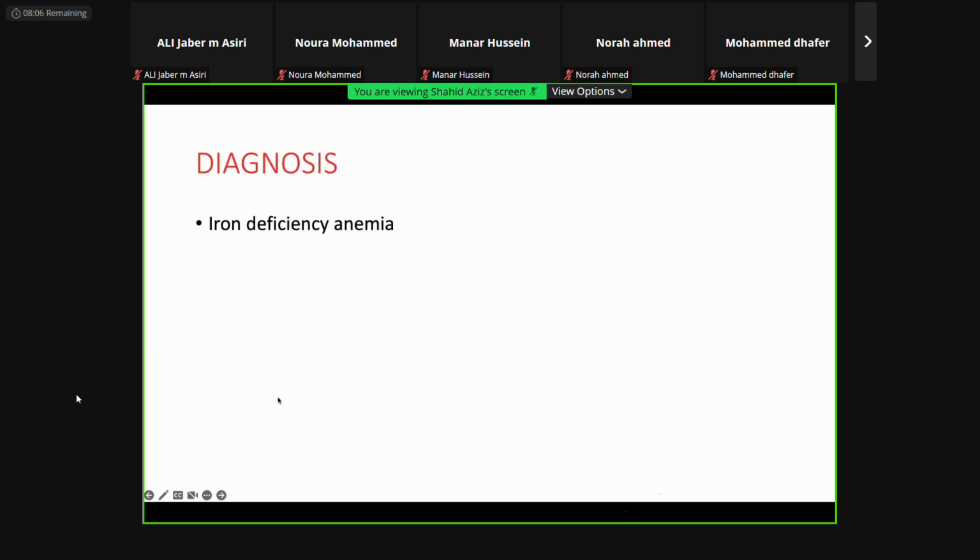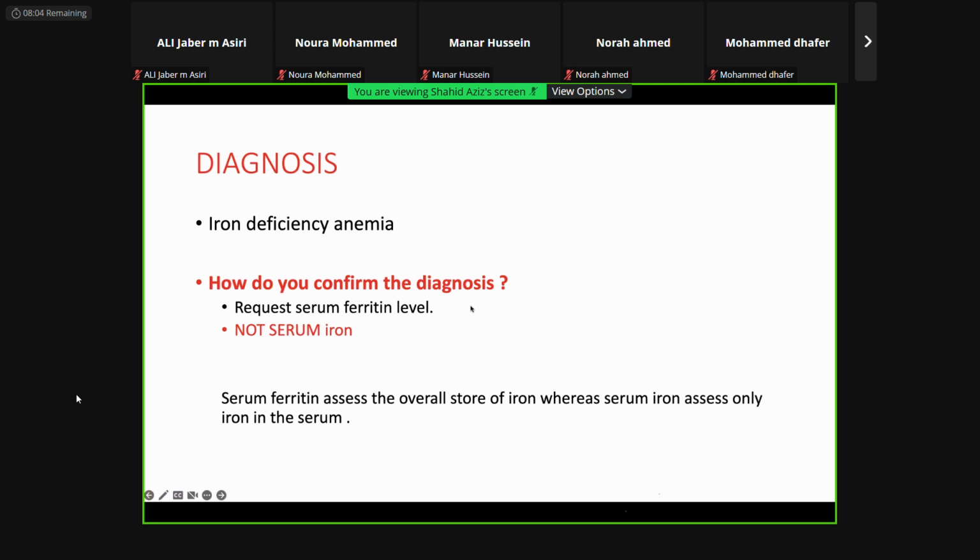So diagnosis. How do you confirm the diagnosis of iron deficiency anemia? The most important diagnostic test is you request serum ferritin level. Serum ferritin level is the level that will tell you about the body stores of iron protein called ferritin. It will be reduced. The answer is serum ferritin level, not serum iron.